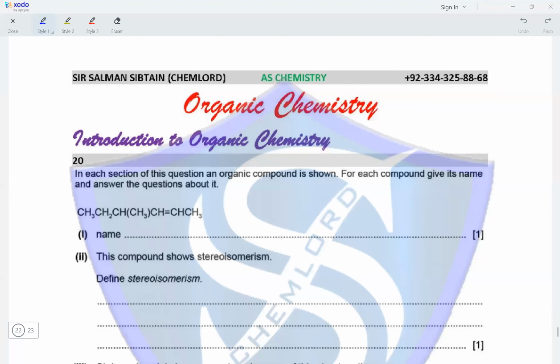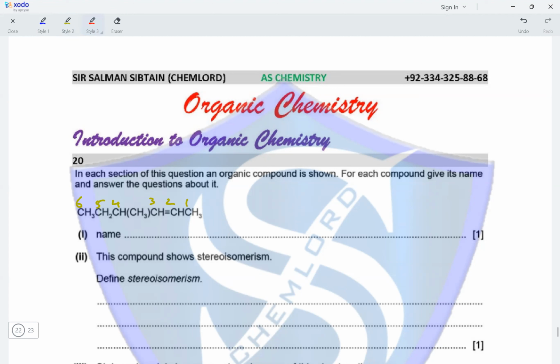Question 20. In each section of this question, an organic compound is shown. For each compound, give its name and answer the question about it. The organic compound shown here is an alkene with a branch present, and they want the name. The double bond is closer from the right, so the numbering will start from the right. 1, 2, 3, 4, 5, and 6. So this is hexene, and the fourth carbon atom has a methyl group on it.